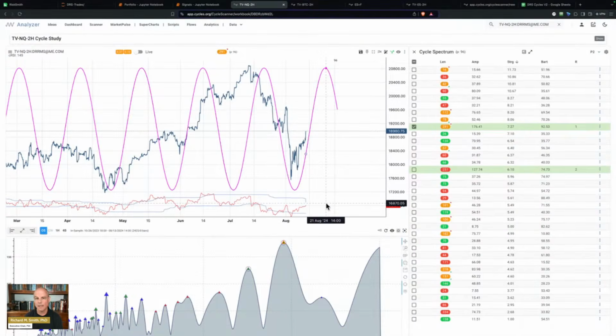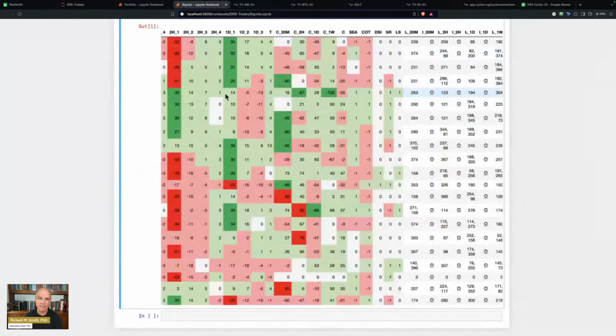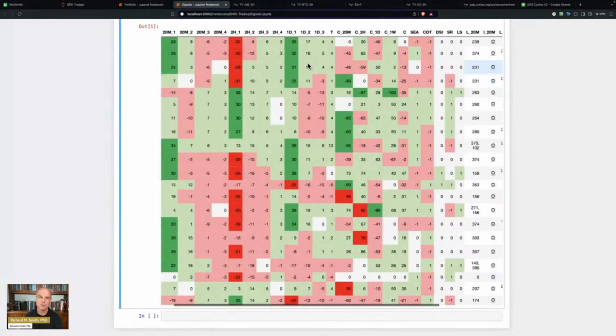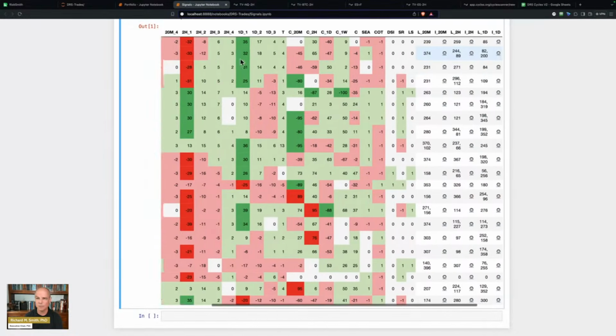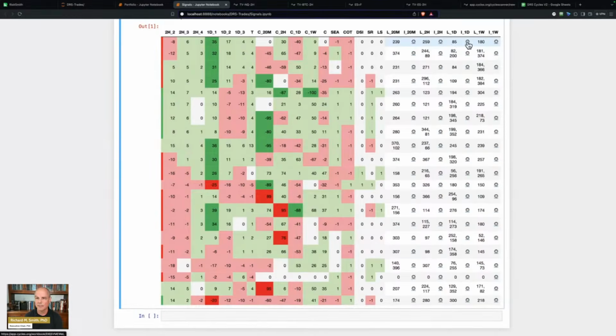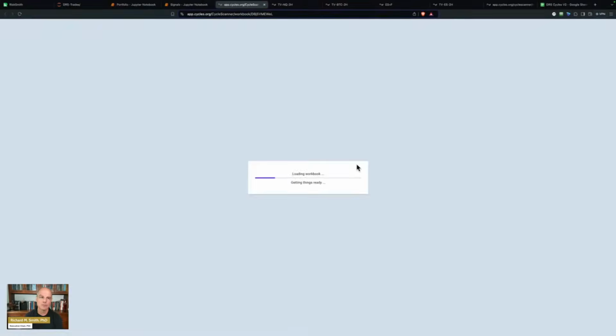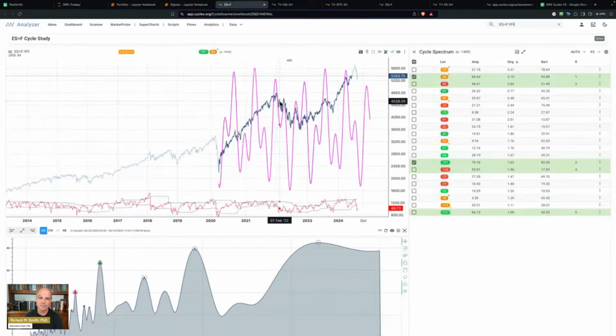So bullishness on the 2 hours in the E-mini and the NASDAQ. All right, now let's go look at the daily cycles. So again, ES is on the top here, NQ is on the second row. We'll jump over here, go and look at the daily cycles for the E-mini.